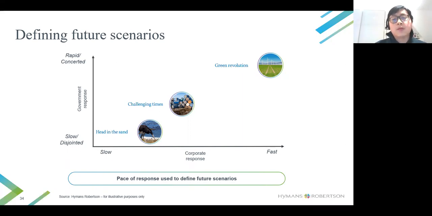So this was something that we thought about a couple of years ago, and it's good to see that the Bank of England has adopted a similar approach in terms of using the pace of response to determine the scenarios in their 2021 biannual scenarios that it has recently consulted on.